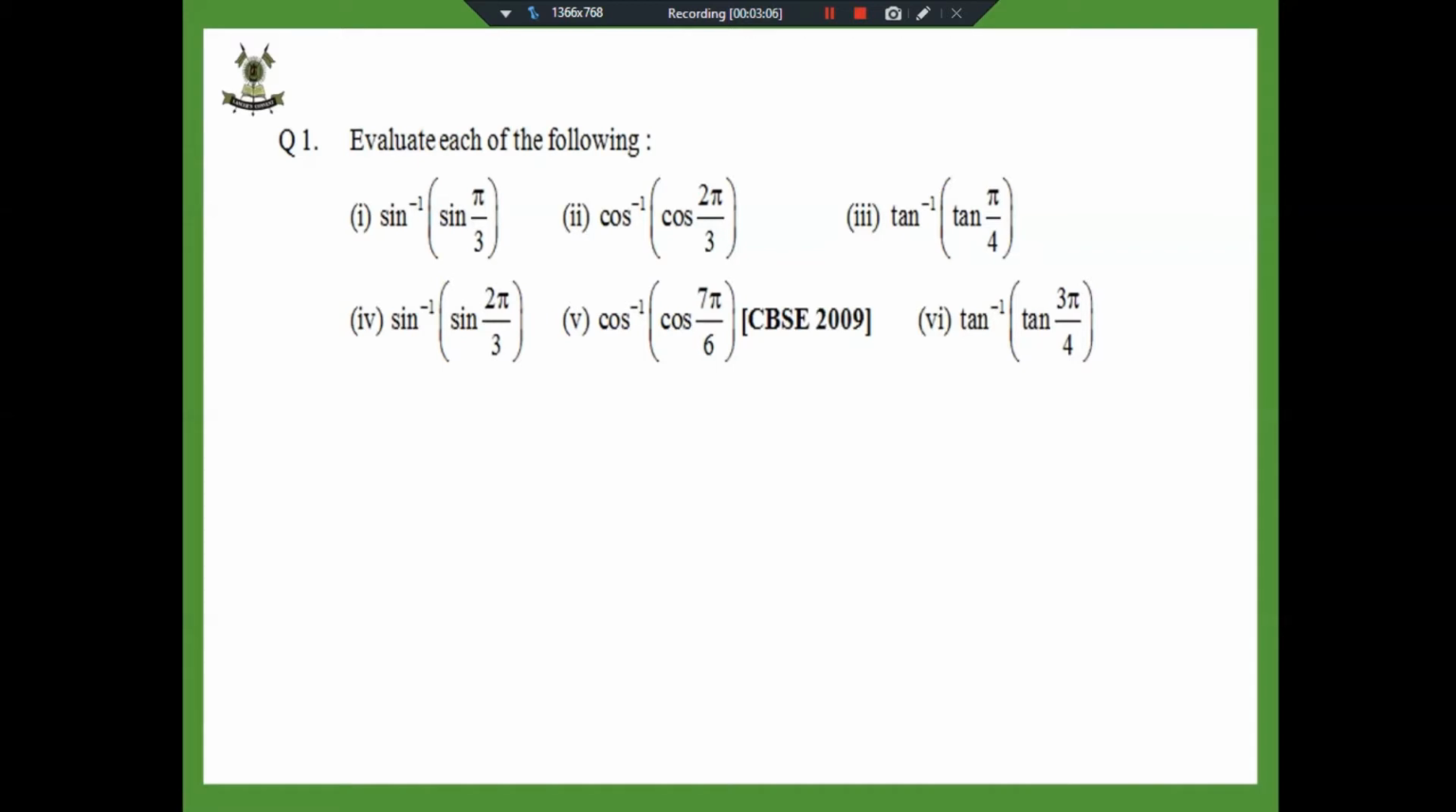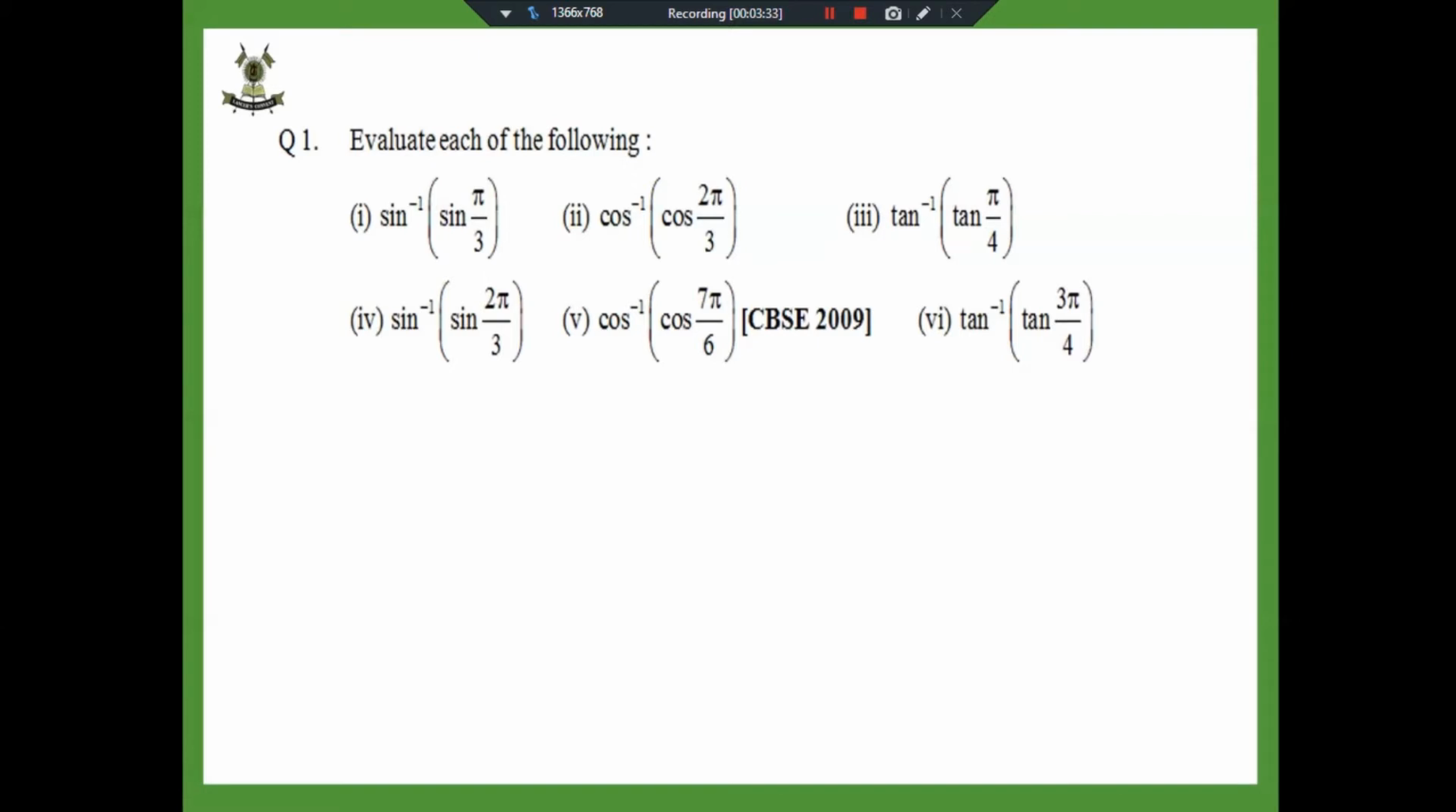Please practice these questions. The question is sine inverse of sine pi by 3. Now you see it is in the first quadrant. So sine is cancelled with the sine. That's no problem. The second is cos inverse. So these are all questions. Cos inverse of cos 2 pi by 3.